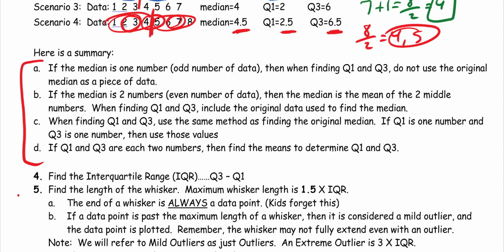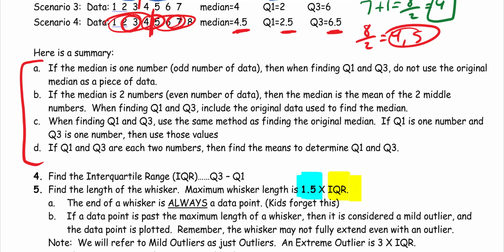Number 5, you're going to find the length of the whisker. And this is the deal here, math fans. The maximum whisker length is 1.5 times IQR. 1.5. That's really, really important. 1.5 times IQR. We'll do an example in a little bit, but that's what you do here.